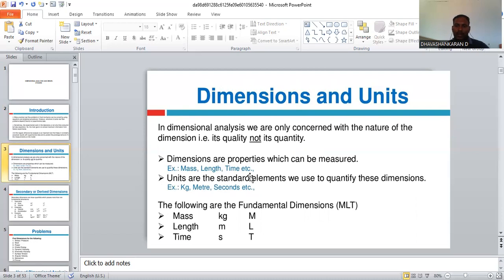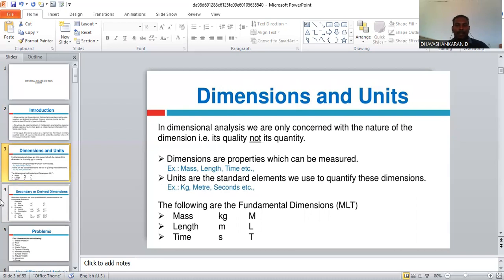The following are the fundamental dimensions: M, L, T. M denotes the kilogram. Whatever value is given in kilograms, convert it into M. Whatever dimension is given in length, whether kilometer, meter, feet, or inches, we take the same thing as length.